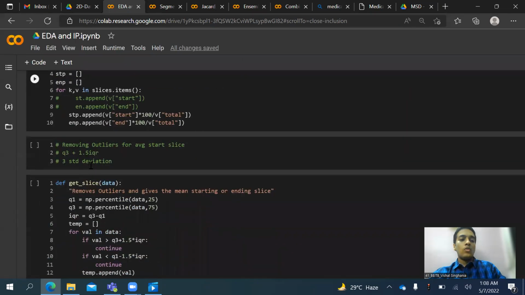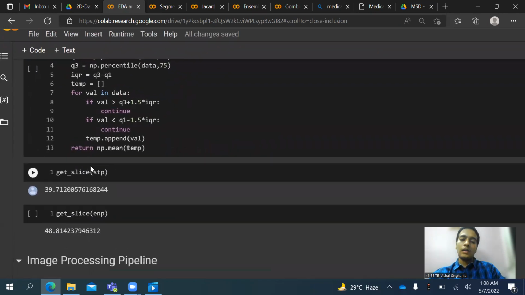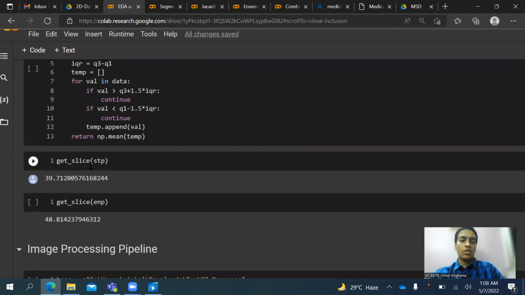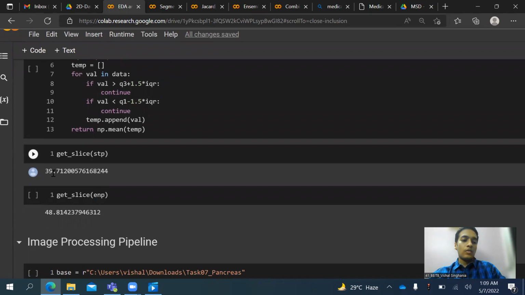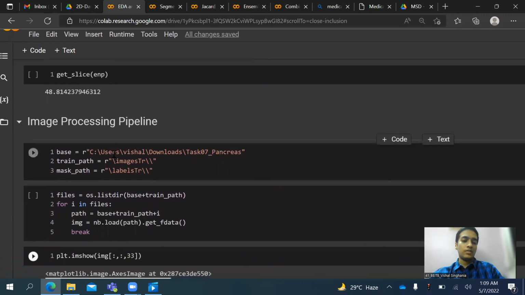After that, we found the average starting and ending point for the target slices for which we want to build the model. The average starting slice was the 39th slice, and the average ending slice was the 48th slice. So this would give us approximately 9 slices per 3D image.